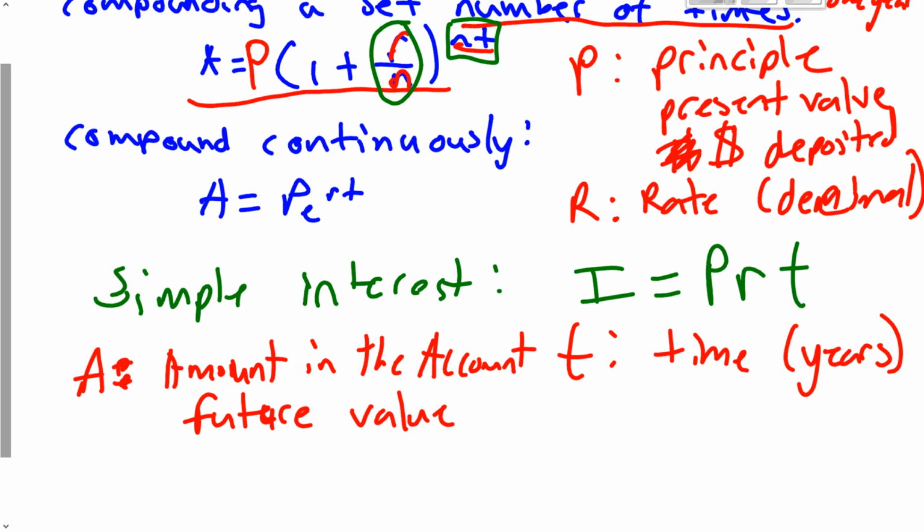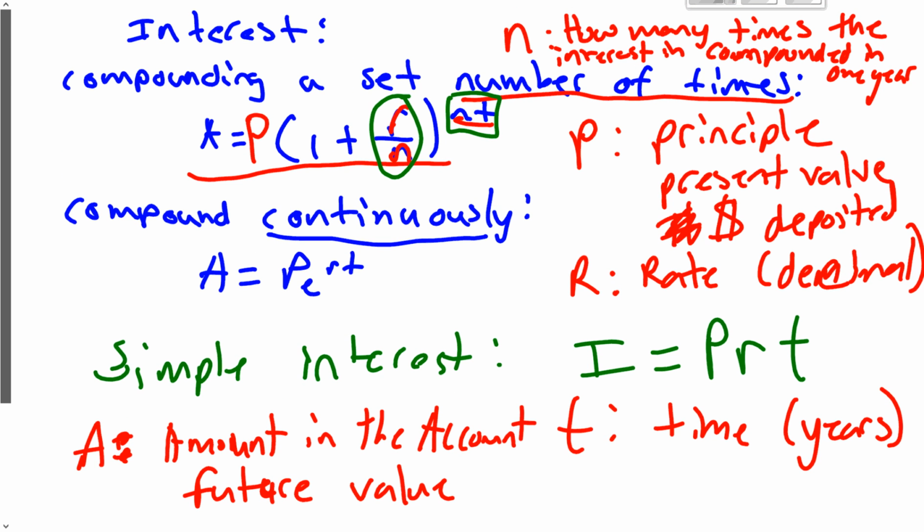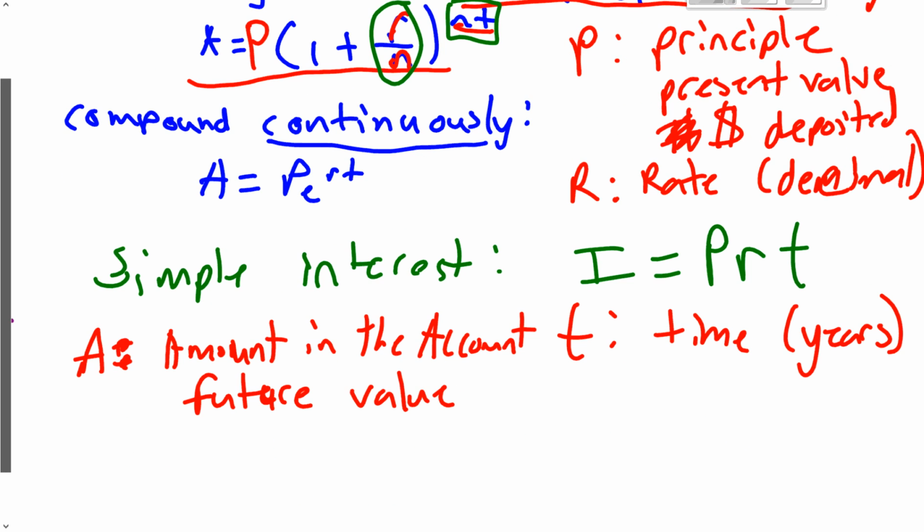Compound continuously, the big difference is that in a word problem they have to use the word continuously. If they don't use the word continuously, it's going to be normal compound interest. So this is A = Pe^(rt). A equals P times e, and e is being raised to the rt.